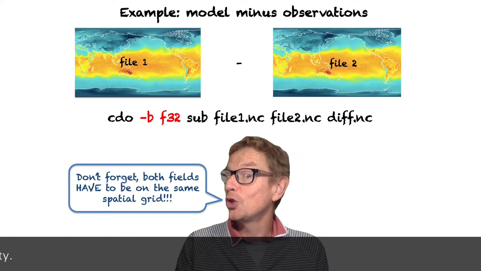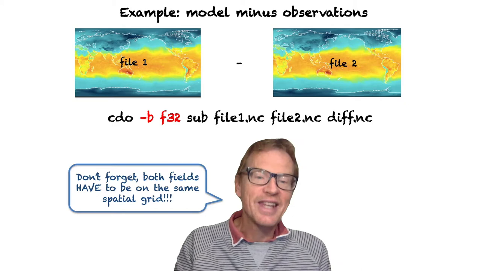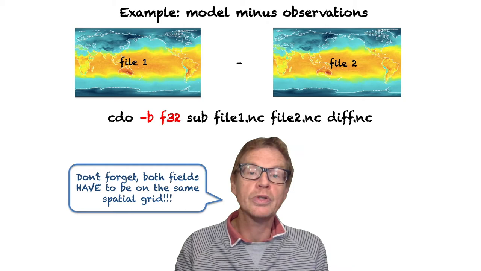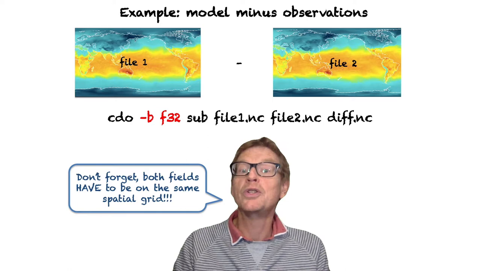And don't forget, both fields need to have the same spatial grid. If the fields are not on the same grid, an error will occur. In that case, you will need to remap either the observations to the model or the model to the observations. I've already outlined how to do that in an earlier video, which you can see in the pop-up banner right above my head. Okay, so that was fairly straightforward.